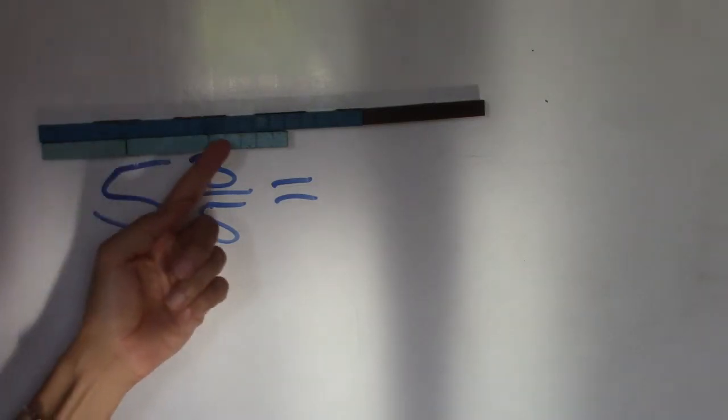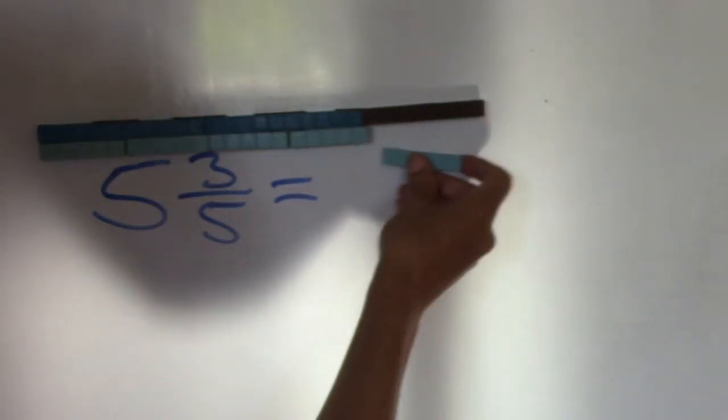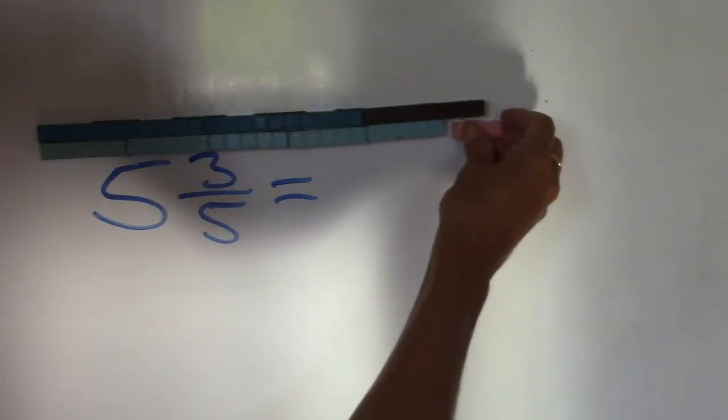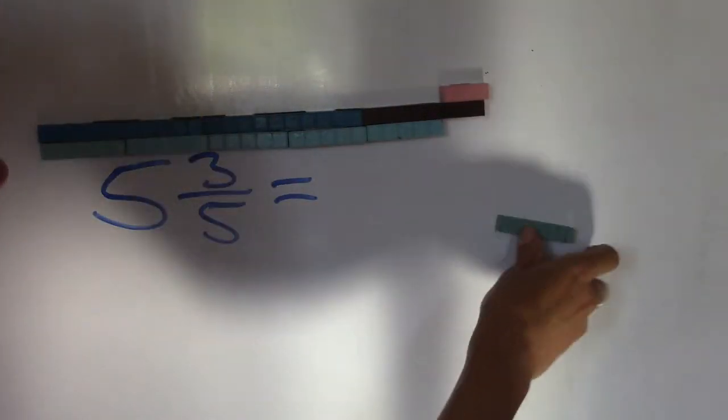So there's 1, 2, 3 of them, 4 of them, 5 of them. And look at that, 3 left over. I'll put the 3 right there. There's still 3 left over? Isn't that what that says? Yeah.